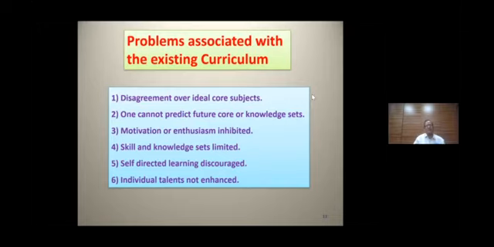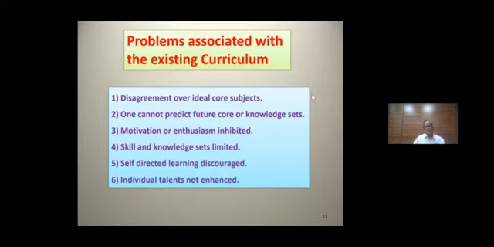Disagreement over ideal core subjects. What are the core subjects required for electrical engineers? What are the core subjects required for electronics engineers? We do not know. We try to decide based on certain things available, and there is a debate going on. Some experts say that this subject must be offered to ECE students. Some experts say that this should not be offered as core. It must be only an elective. This debate is going on. There is no end. One cannot predict future core or knowledge sets.